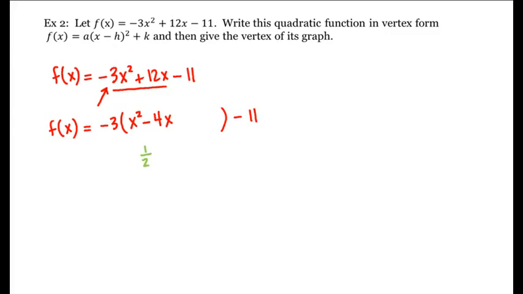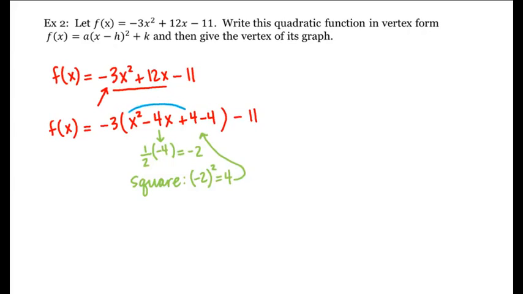And then we take 1/2 the coefficient of x, which is negative 4, which gives us negative 2. And then we square this. So negative 2 squared, which is 4. And then we add and subtract that number within the parentheses here. So plus 4, minus 4. Again, these first three terms here will form a perfect square.